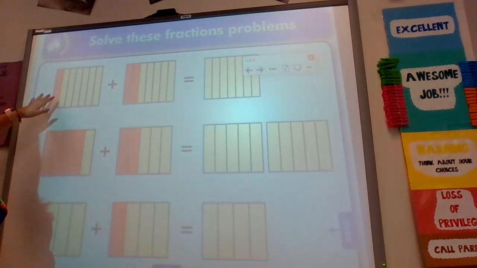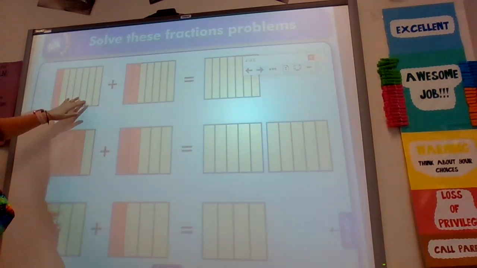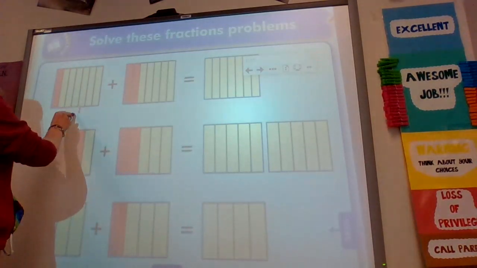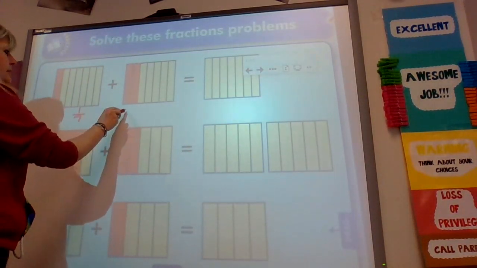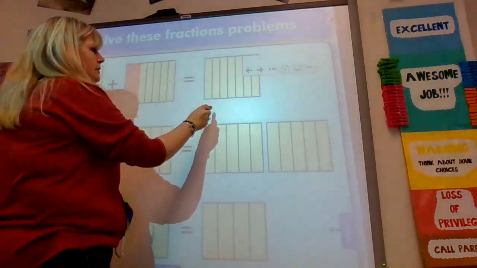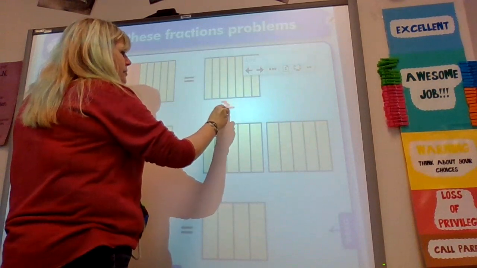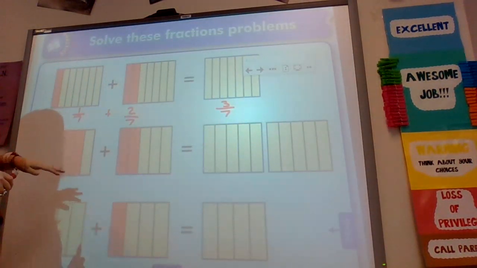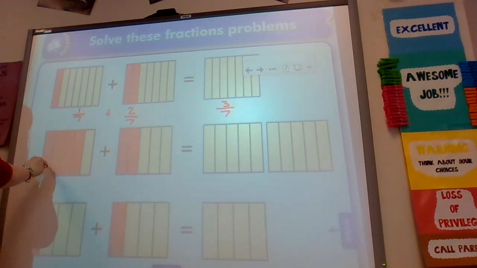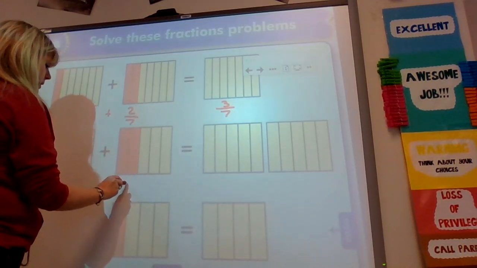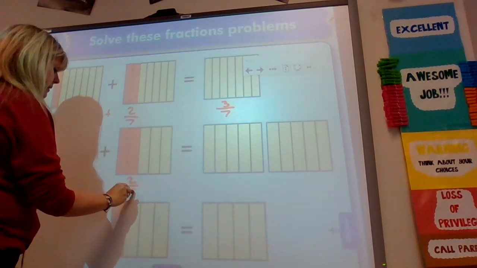Okay. 1, 2, 3, 4, 5, 6, 7. So this looks like it's in sevenths. So 1/7 plus 2/7 should equal 3/7. You're exactly right. 1 plus 2 is 3. Let's look at this one. 1, 2, 3, 4, 5. So 4/5 plus 2/5.